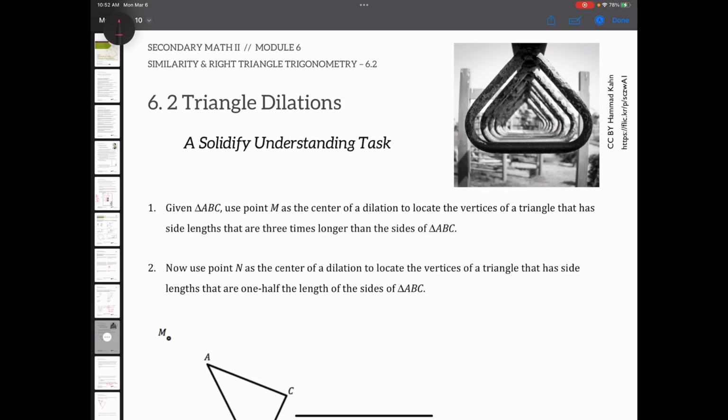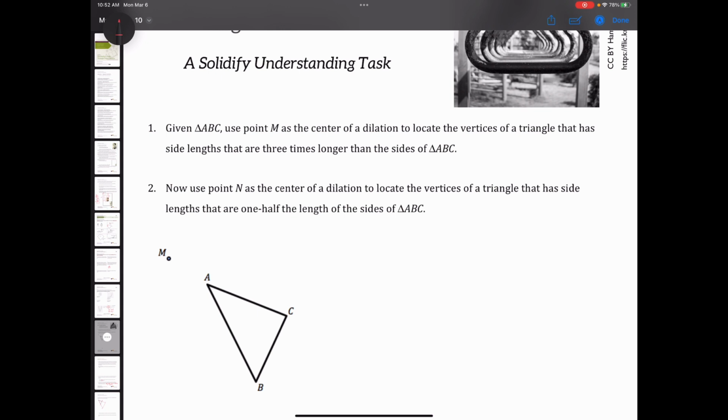Given triangle ABC, use point M as the center of dilation to locate the vertices of a triangle that has side lengths that are 3 times longer than triangle ABC.